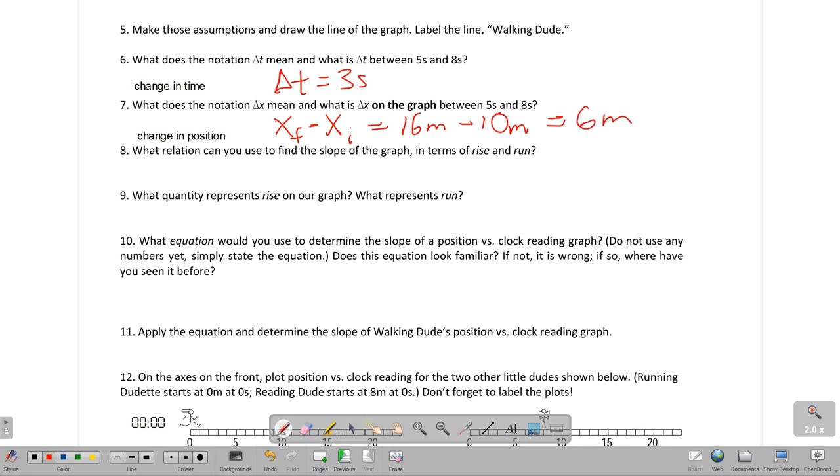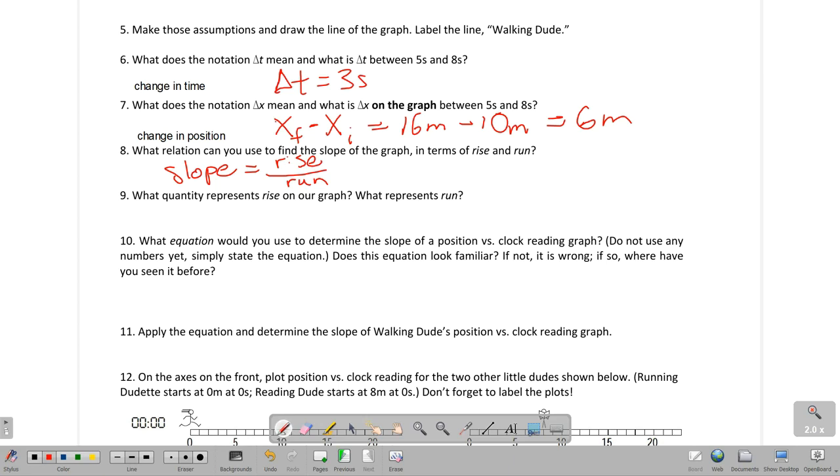Okay, number 8, what relation can you use to find the slope of the graph in terms of rise and run? I know this is kind of a confusing question, but all it's really asking you to do is say that slope is equal to rise over run.